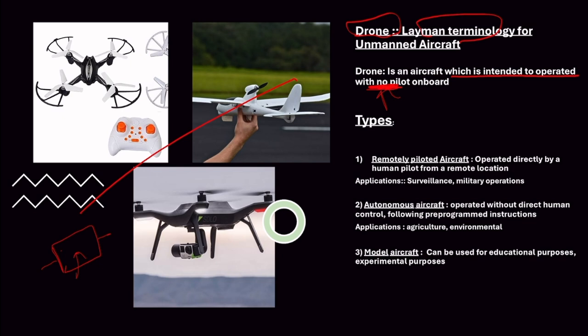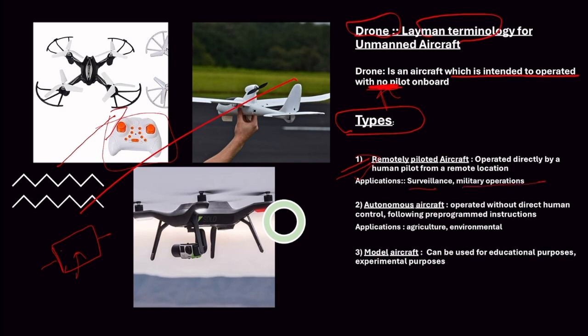Coming to this, we have three types. One is remotely piloted aircraft. Like you'll be sitting somewhere and operating it using a remote control, and the drone will be going and doing its job. It can be used for surveillance and military operations.